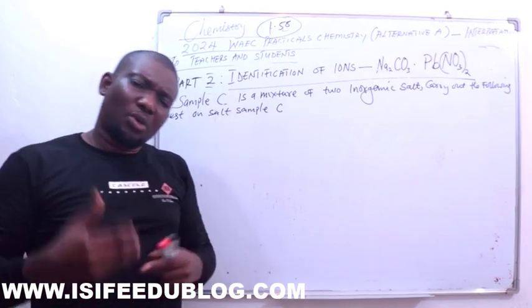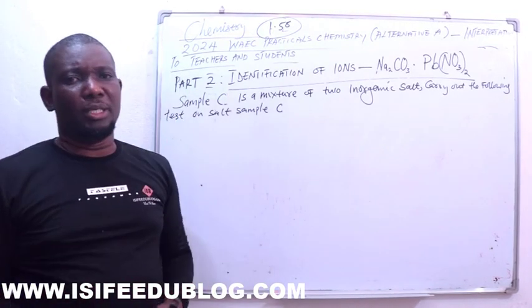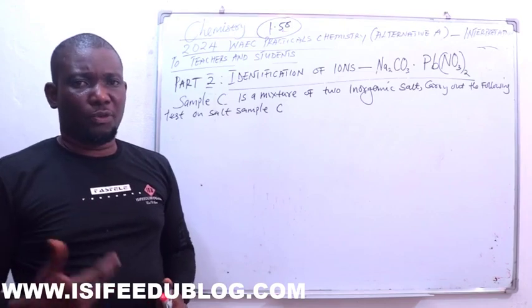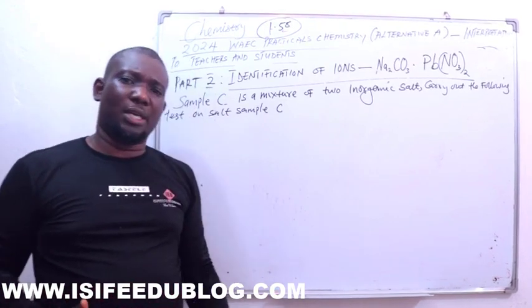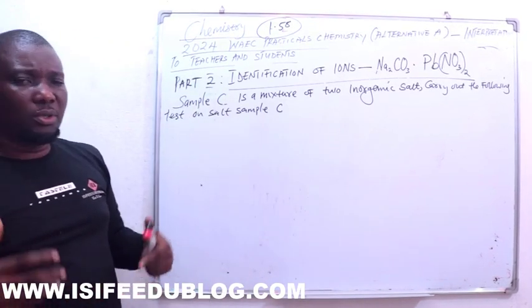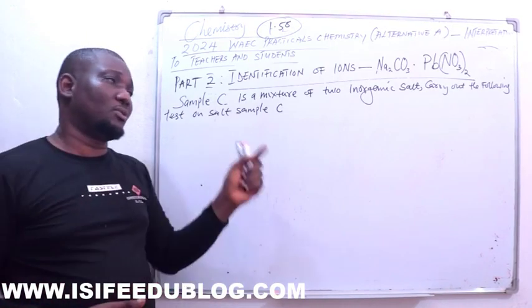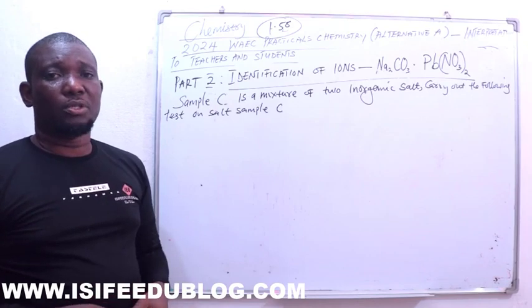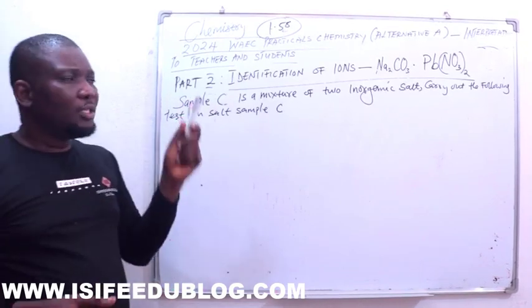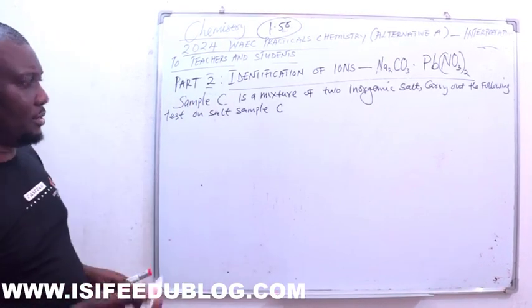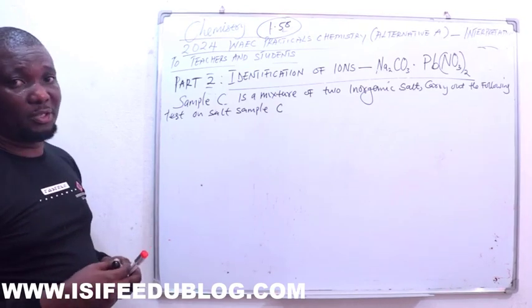Then we also have an idea of the solubility rules of salts: salts that are soluble in water, salts that are not soluble in water, and those that are sparingly soluble in water. But in this case, these two salts are soluble salts. Now we are going to look at the real analysis of this salt.